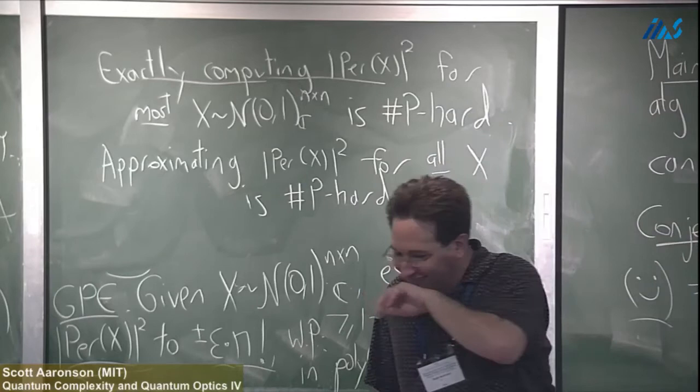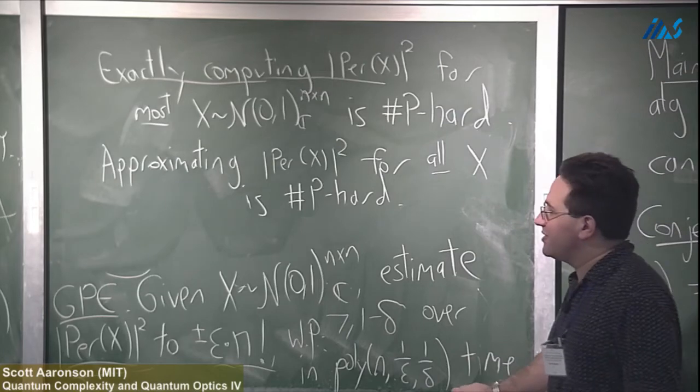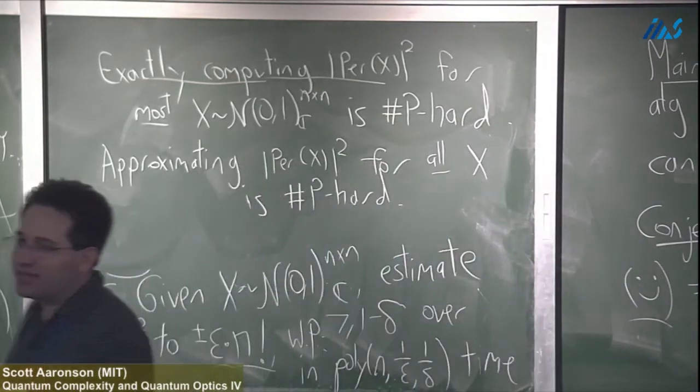Okay, so that's, I think it's a nice question, even just for classical complexity theory, even if you didn't care about boson sampling at all.